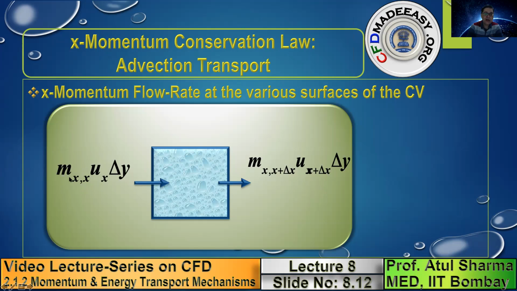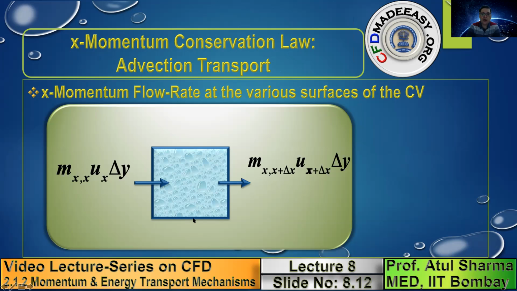So this is the product of mass flux with the surface area, which is the mass flow rate, and when you multiply the mass flow rate with the u velocity, this is the rate at which X momentum flow rate is entering. This is the rate at which X momentum flow rate is leaving.